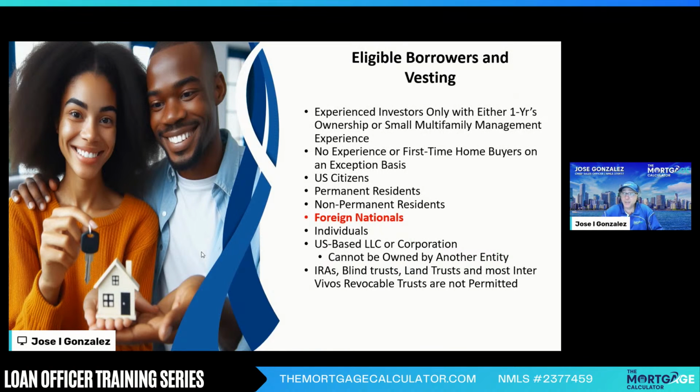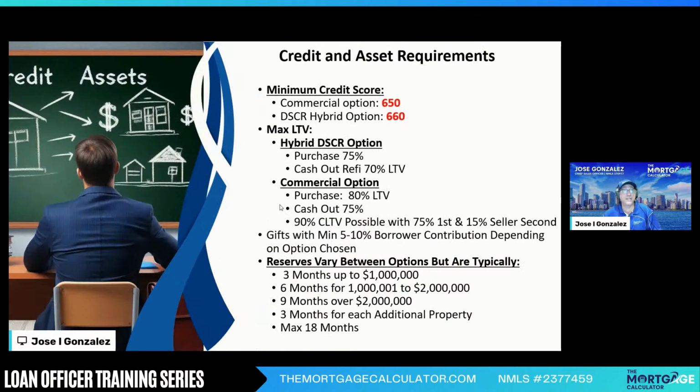Now, it is possible to get an exception for no experience or first-time home buyers, but that will most likely mean lower LTV and costs. Please note there that IRAs, blind trusts, land trusts, and most other inter vivos revocable trusts are not permitted, and neither is an entity owning the entity, right? The final thread of ownership has to rest with an individual owning the LLC, for example, and not another LLC. And they do have to be US-based entities.